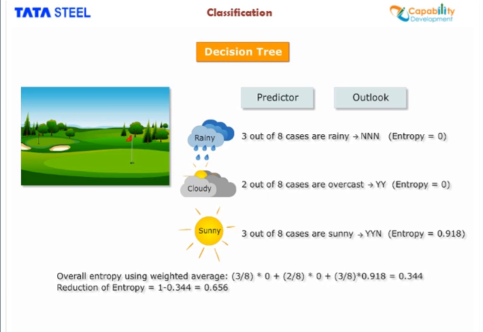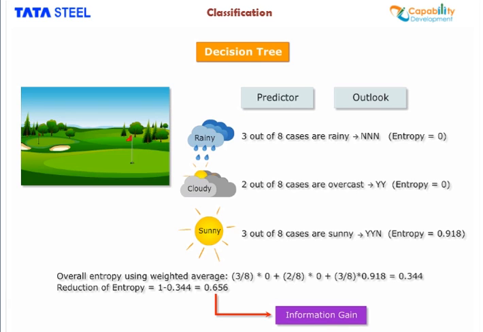Therefore, the overall entropy for outlook predictor using weighted average is 3 by 8 multiplied by 0 plus 2 by 8 multiplied by 0 plus 3 by 8 multiplied by 0.918, which is equal to 0.344. If you recall, entropy at the root was 1. Based on the outlook predictor, entropy is 0.344. Thus, reduction of entropy is equal to 1 minus 0.344, which is equal to 0.656. This is the information gain you get by dividing the dataset on outlook predictor.